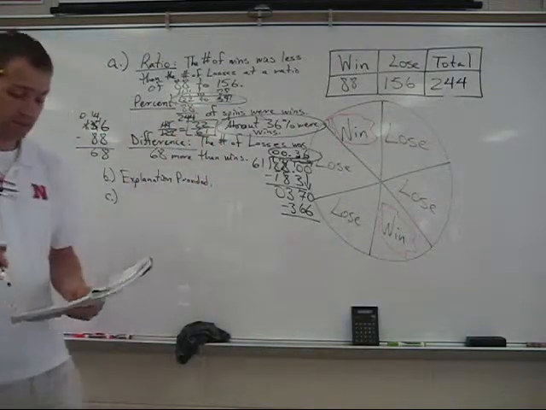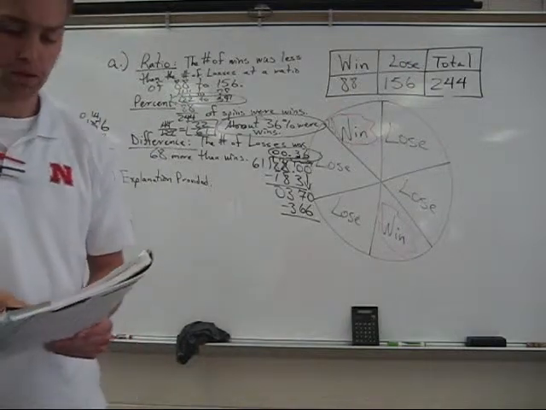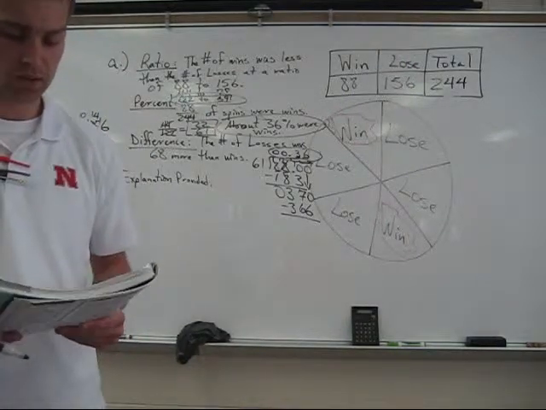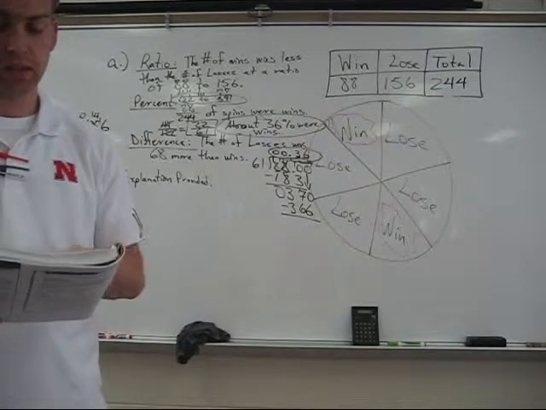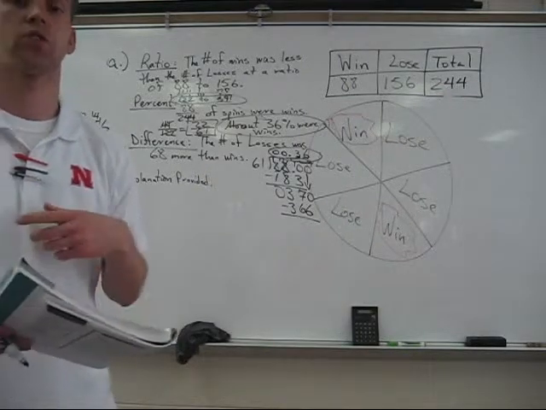Okay, now Part C says, explain how you could find the probability of getting a win in one spin of the spinner without using the data in the chart. Okay, without using the data in the chart.